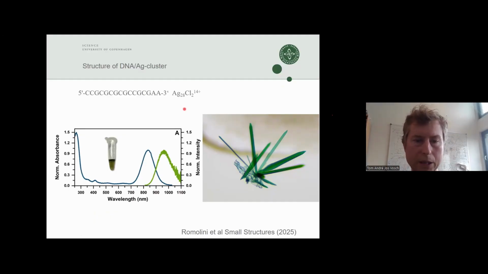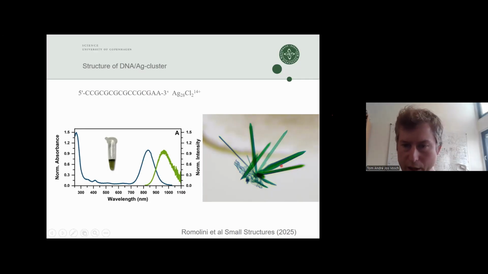And as you can see here, we have a very nice Stokes shift. We have our classic absorption peak at 260 from the DNA, and then the silver-related transition around 850-ish. And as you can see here, they form really nice green crystals. And so we managed to get the structure from these crystals.